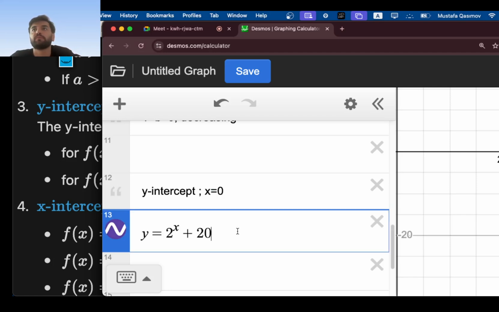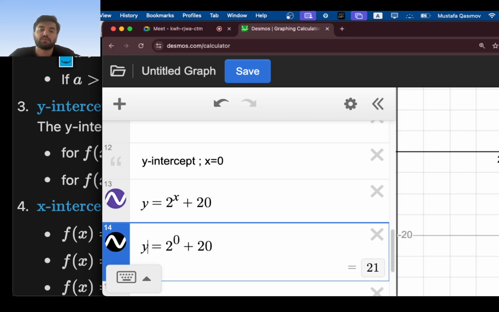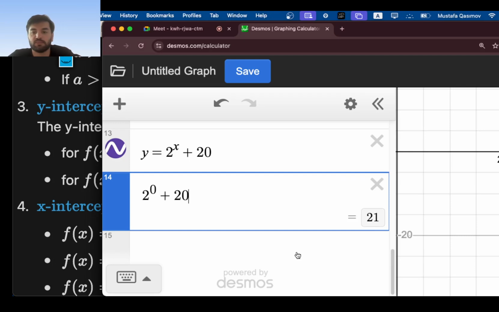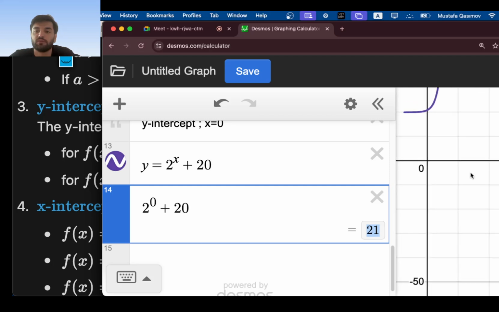What is the answer? 2 to the power of 0. Most students think like that. Not most, some of the students think like this. But let's look: 2 to the power of 0 is 1, right, it is 1 and it is 2 times 1. So the y-intercept is 2. Do you have any question?